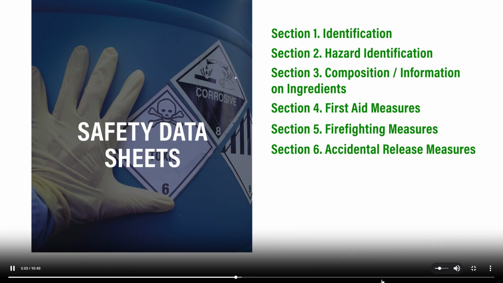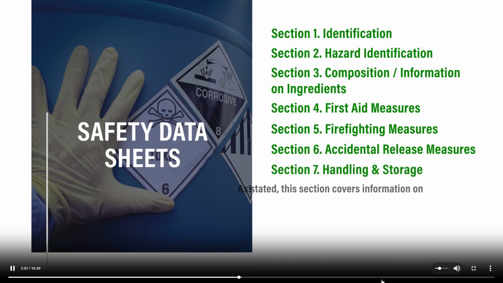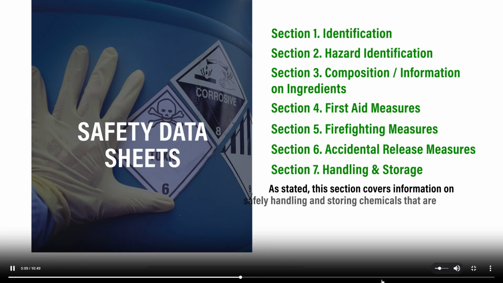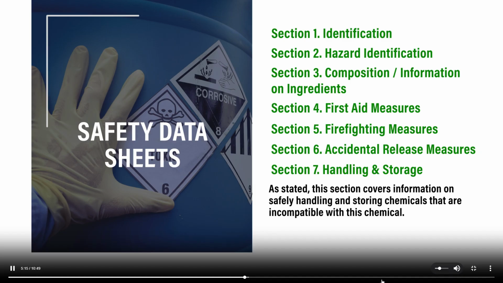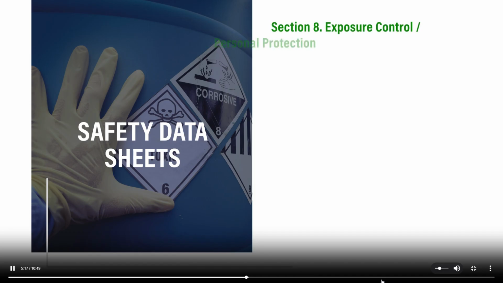Section 7 of the safety data sheet pertains to handling and storage. As stated, this section covers information on safely handling and storing chemicals that are incompatible with this chemical. Section 8 of the safety data sheet covers exposure control and personal protection.